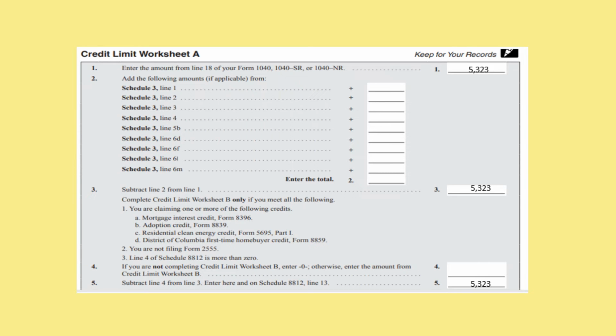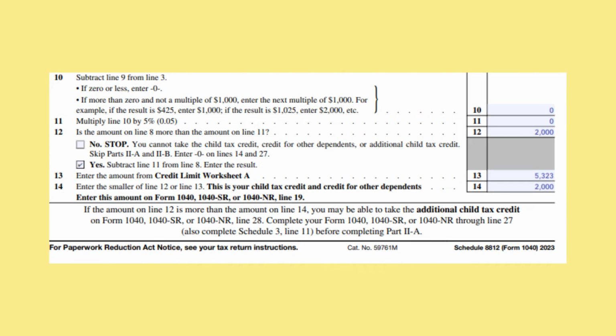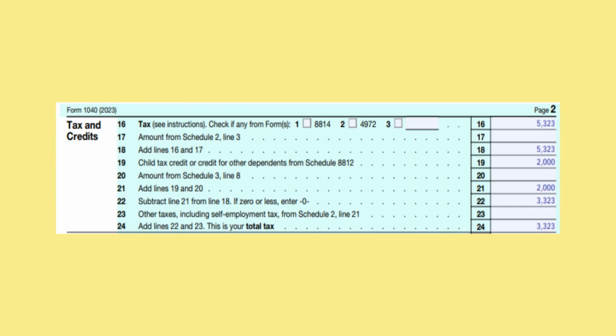Line 4 will be left blank as we do not have any amounts from the items listed. On line 5, we will subtract line 4 from line 3 to arrive at $5,323. We will enter this on line 13 of our Schedule 8812. On line 14, we're going to enter the smaller of line 12 or 13, which is $2,000 in our example. We will enter this on line 19 of our Form 1040.